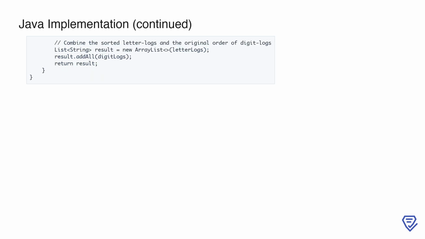After sorting the letter logs, the next step is to combine the results. We create a new list called result and initialize it with the sorted letter logs. Then, we append all the digit logs to it in their original order, as the problem specifies that the digit logs should maintain their relative positions. Finally, the method returns this combined list as the result.